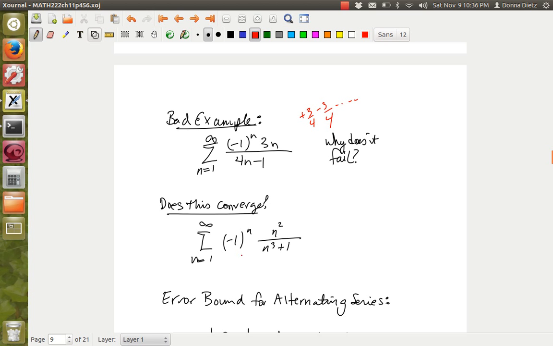Okay, what about this next question? Does this one converge? Well, this kind of looks like 1 over n, so this is just like the alternating harmonic series. It's just in disguise. So yeah, it's fine.